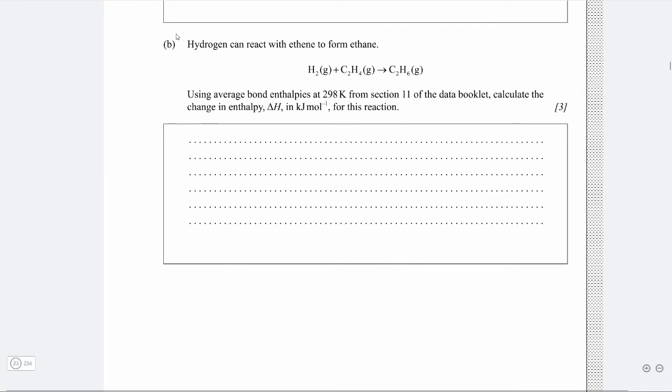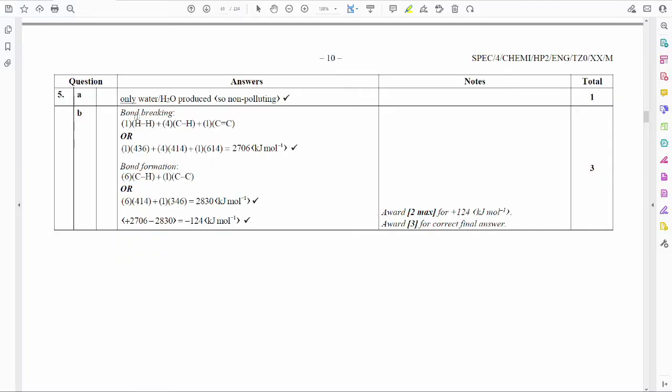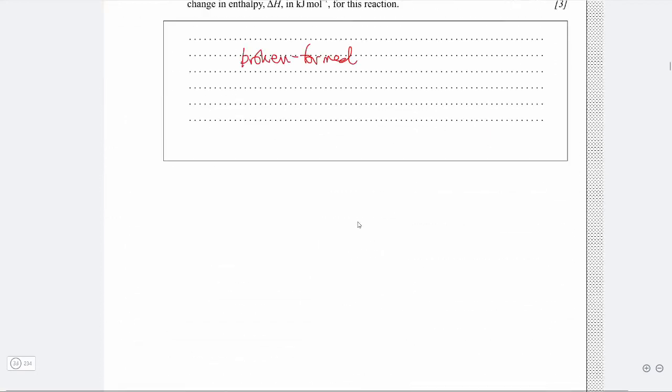Hydrogen can react with ethene to form ethane. Using average bond enthalpies, calculate the change in enthalpy. So just look at the data booklet, section 11, and use the equation, which is bonds broken minus the bonds formed. And you should get the correct answer. Yeah, just breaking and formation. And then make sure to have the right amount of bonds.